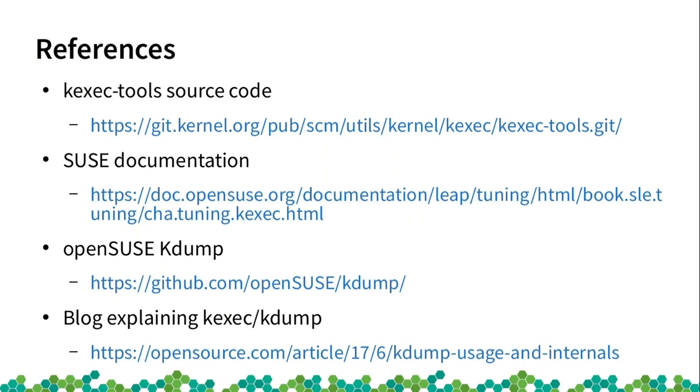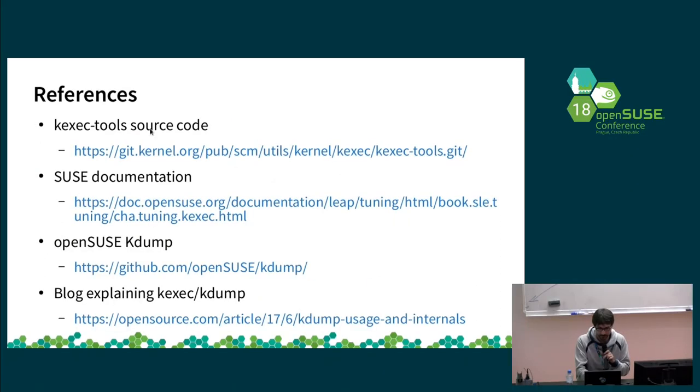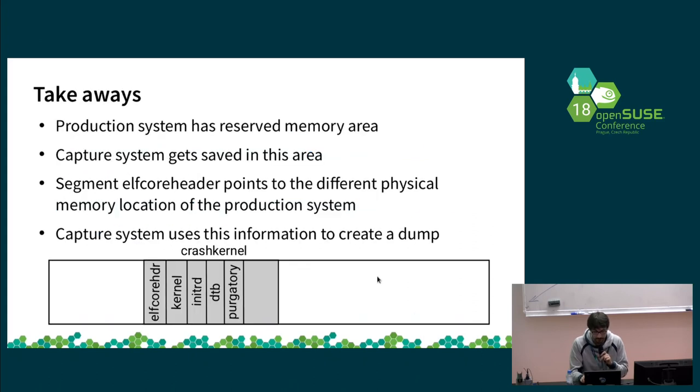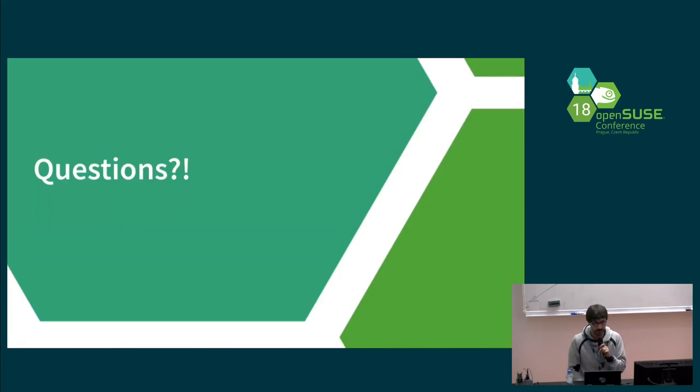Really quick now, so references, I put some information in here: where the kexec-tools, where you can find it, some documentation from SUSE, from openSUSE, about how to set the things up, the kdump tool from openSUSE, and if you didn't understand what I explained, there is a nice blog from some guy from Red Hat, which explains more or less the same that I do, that I found in my research. But we will stop. We will quit the takeaways. And any questions?